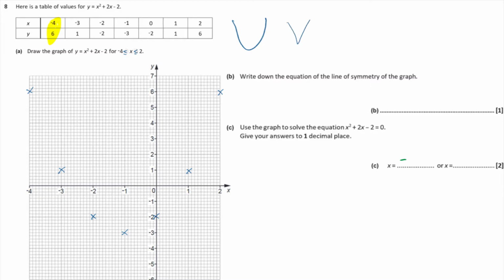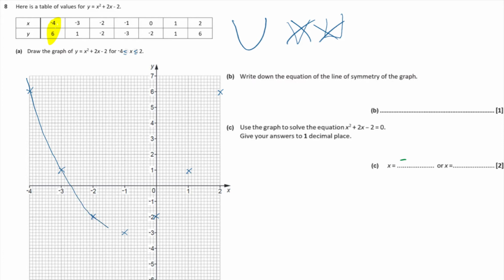Now, parabolas don't have pointy bottoms. They don't have square bottoms. So you need to try and make a nice rounded parabola at the bottom. These are not correct. And you need to join them up with a smooth, continuous line. It takes a bit of practice to do this, but you know, you can do it, I'm sure.